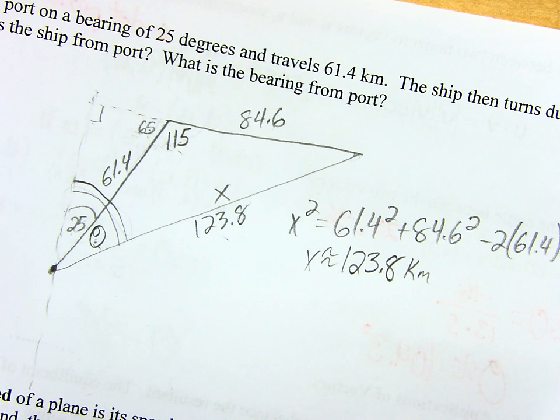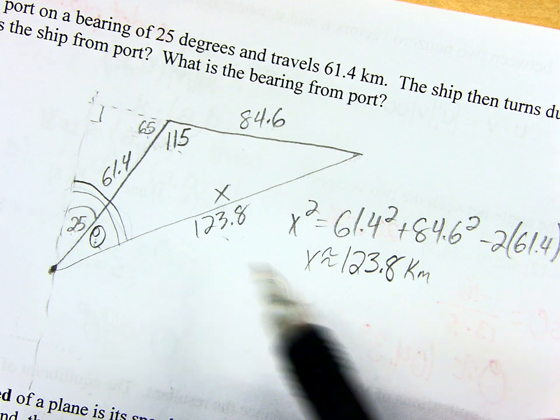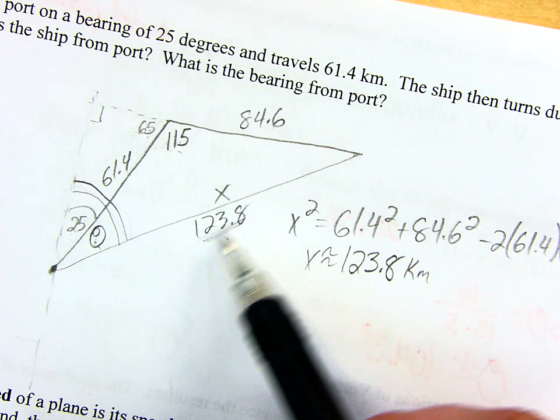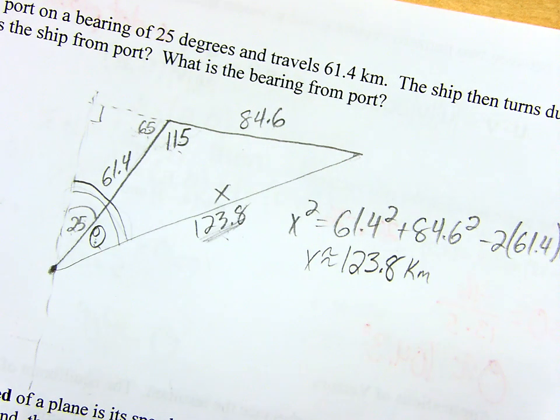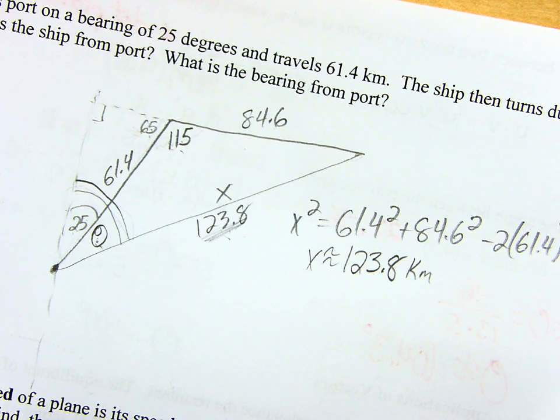So would that be 84.6 over sine theta equals x over sine 150. But you know x, 123. And then solve for theta. That's not hard.